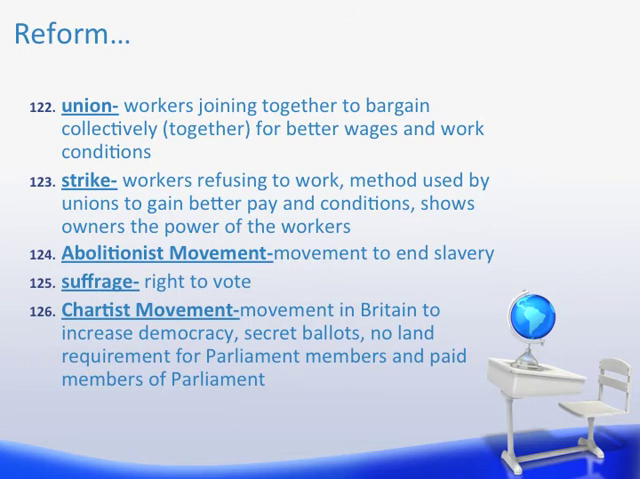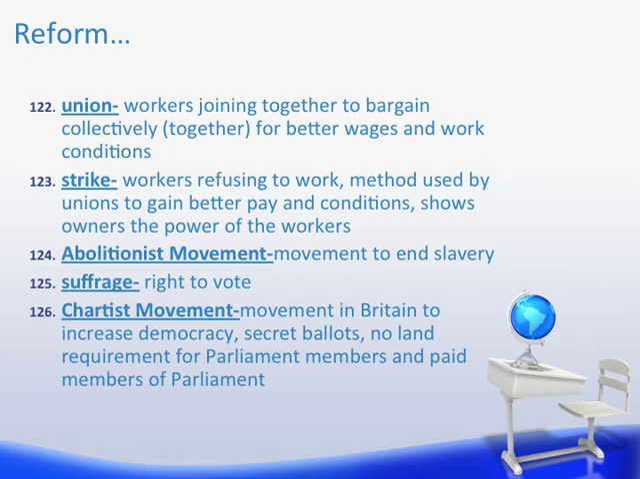This is called a strike. And it's a method used to get better pay and better work conditions, and it shows the owners the power of the workers. It only works when everybody agrees to do it. If you've watched the news recently, a lot of fast food workers are striking because they want better pay. There's a lot of people that work full-time. They're only making minimum wage. You can't live on that. They have families to support, and this is a whole debate going on in the news. If you want some extra credit, you can turn in some current events about that.